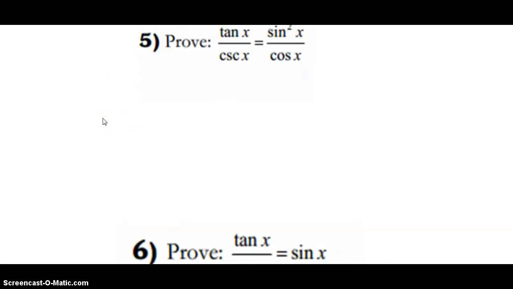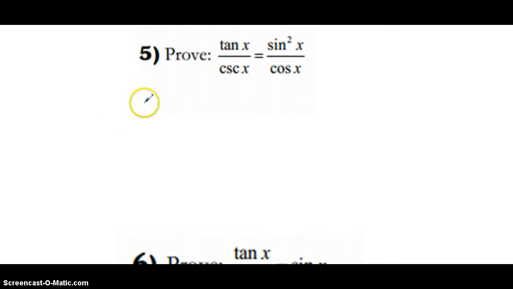When you're proving, remember, there's two things you have to remember. One, you have to only work on one side. So let's split this down the middle. And two, we've got to put everything in terms of sine and cosine.